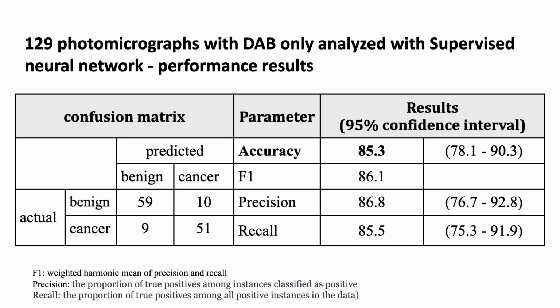A total of 129 high-power magnification photomicrographs with DAB staining-only images were submitted for supervised neural network analysis. The analysis yielded an accuracy of 85.3%, demonstrating that it was possible to classify samples into cancerous or benign tissue using only the expression of biglycan.